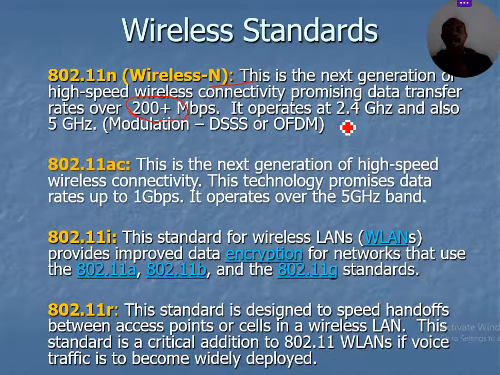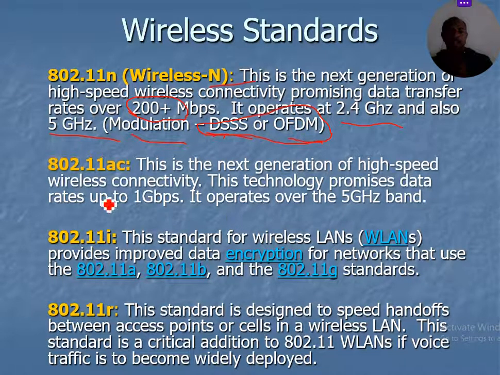Could be 240 megabit, 250, up to 300, and so on and so forth. It operates at a 2.4 gigahertz bandwidth and also 5 gigahertz bandwidth. So the N can use both. It is compatible with 2.4 and 5 gigahertz bandwidth. Now the modulation is also both of them, which means it's similar to G, but it's an improvement of 802.11g. So we say 802.11n is a super improvement of 802.11g. So the modulation techniques are direct sequence spectrum or the orthogonal frequency division multiplexing.